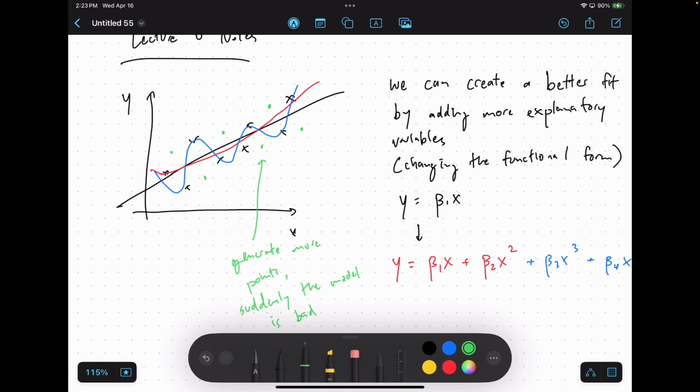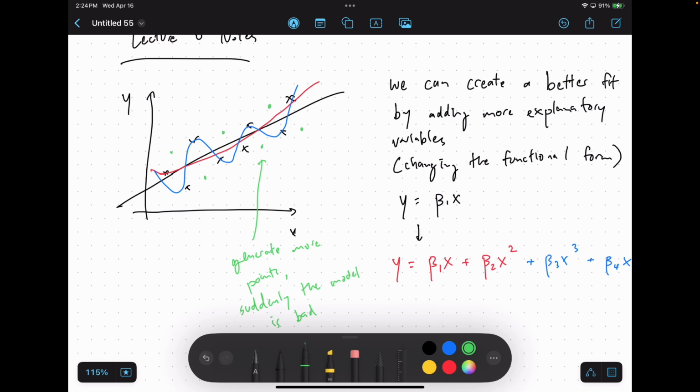Yeah? When you're saying that we can create a better fit by adding more explanatory variables, are the explanatory variables the beta? Beta 1, beta 2? Yes. No, sorry. Those are the parameters connected to our explanatory variables. The explanatory variables in this particular case would be x, x squared, x cubed, x to the fourth, and so on. Okay. Are they really different? Yes, they would be, right?